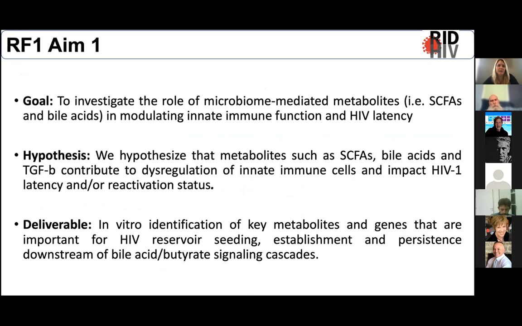In aim 1, our goal will be to investigate the role of microbiome-mediated metabolites. These are things like short-chain fatty acids such as butyrate, and bile acids, and how they may modulate innate immune function and HIV latency. We hypothesize that these metabolites contribute to dysregulation of innate immune cells, and that impacts HIV-1 latency and reactivation status. The deliverable is hopefully to have in vitro identification of key metabolites and genes that are important for HIV reservoir seeding, establishment, and persistence downstream of bile acid and butyrate signaling cascades. I know that's a mouthful. I don't expect you to remember all of it, I'm just trying to get the overall points across, and then we can discuss in more detail.